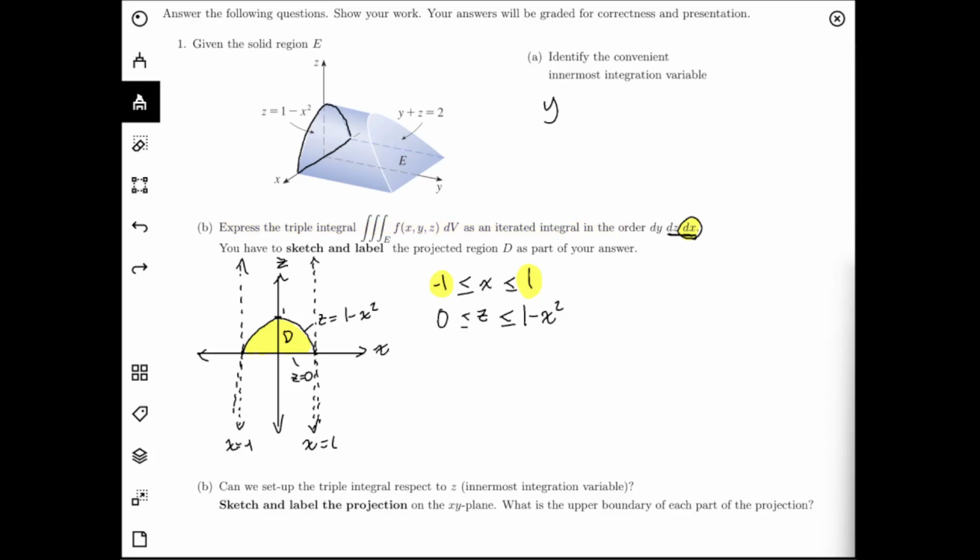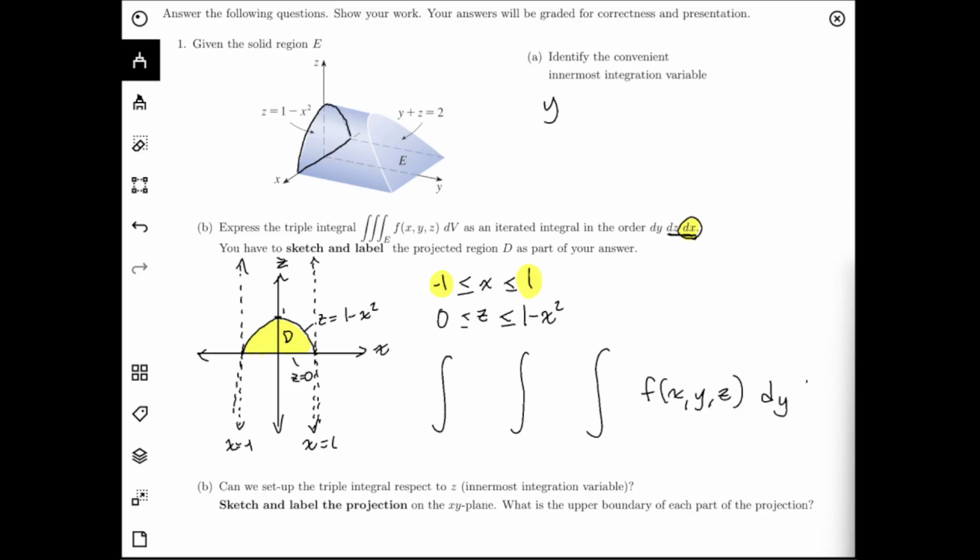Okay. So let's start that. We got our triple integral right here, and our equation is just simply f(x, y, z). That's just a placeholder equation. We don't know what the actual equation is in here, but we really don't care for this problem. dy, dz, dx. Make sure you get the order of these correct.